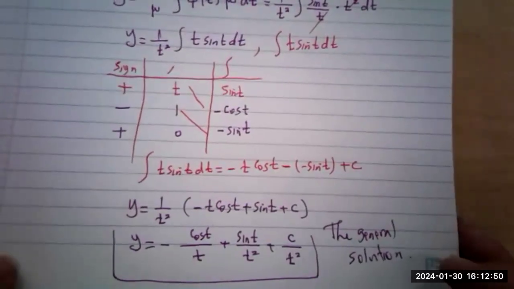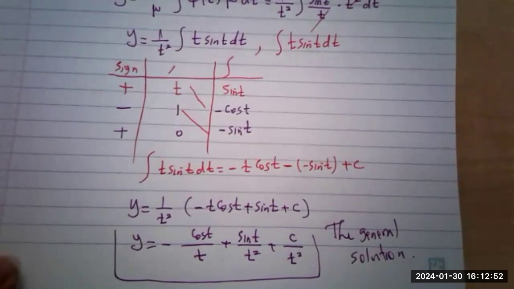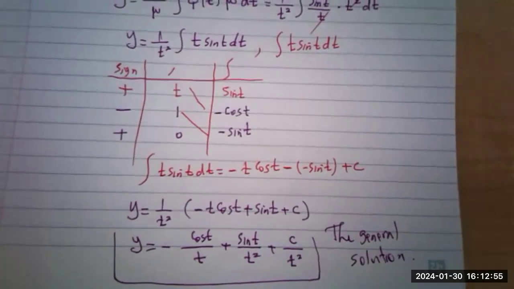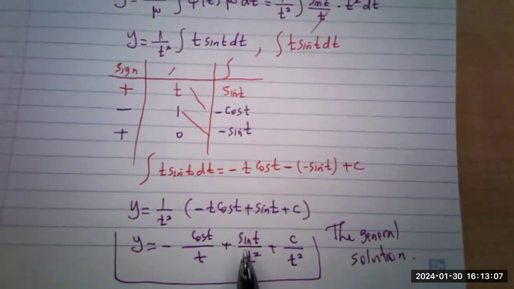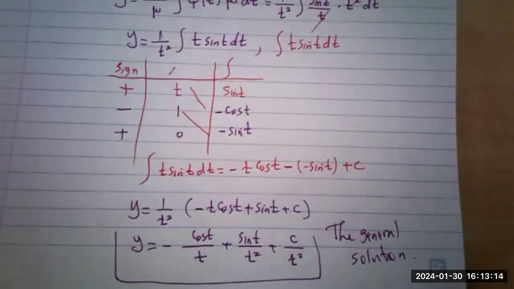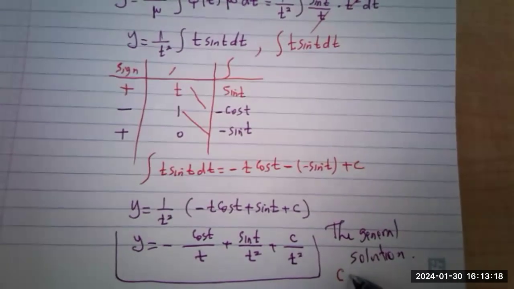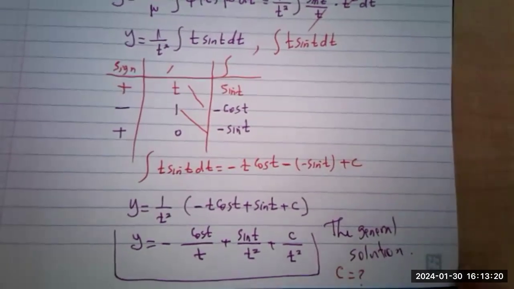Thank you. And you're not done, we have to find the c. So you have the fact that y of pi half is equal to 1. So replace the t by pi half and the y by 1. The sine of pi half would be 1, the cosine of pi half would be 0, and we can quickly find it. Okay, just write it down and go to the next page and finish it. So you're not done because you have to find the constant.